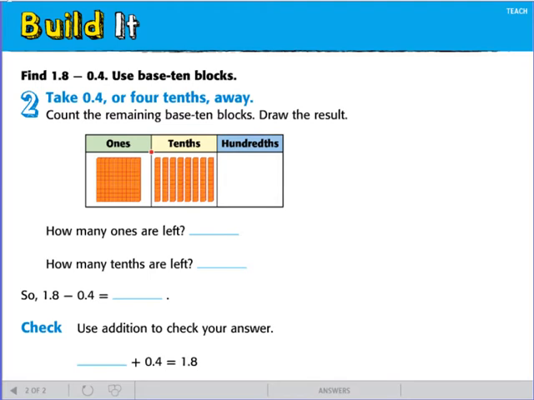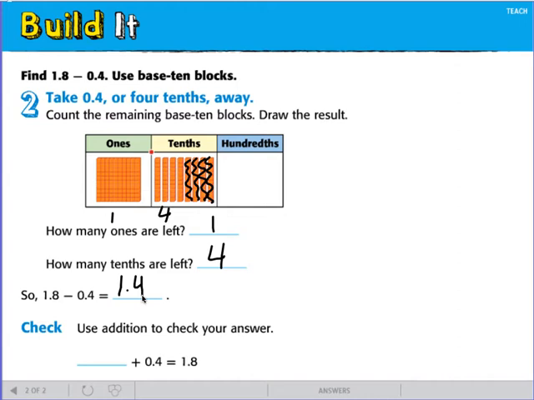Okay, so now all I have to do is take the 4/10 away, which is just what I did on the other page. I just crossed off 4 of them. And then we count them up. I have 1 here, I have 4 there. So how many ones are left? 1. How many tenths are left? 4. So my answer is 1 4/10.